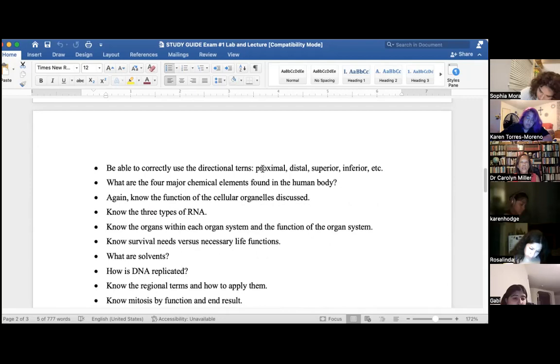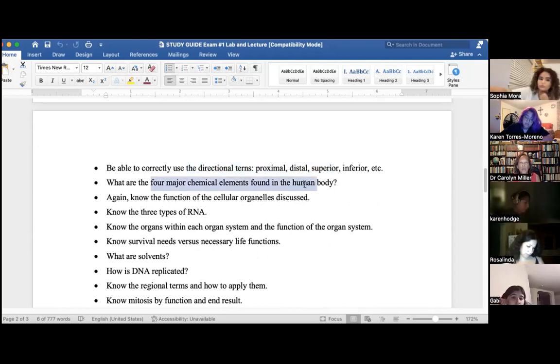Be able to correctly use the directional terms. So I would review proximal and distal. Proximal is coming in toward the body. The elbow is proximal to the wrist. Distal is going away, distant from the body. The wrist is distal to the elbow. Superior, inferior, etc. So review those. I'm going to run through them here with you in a minute.